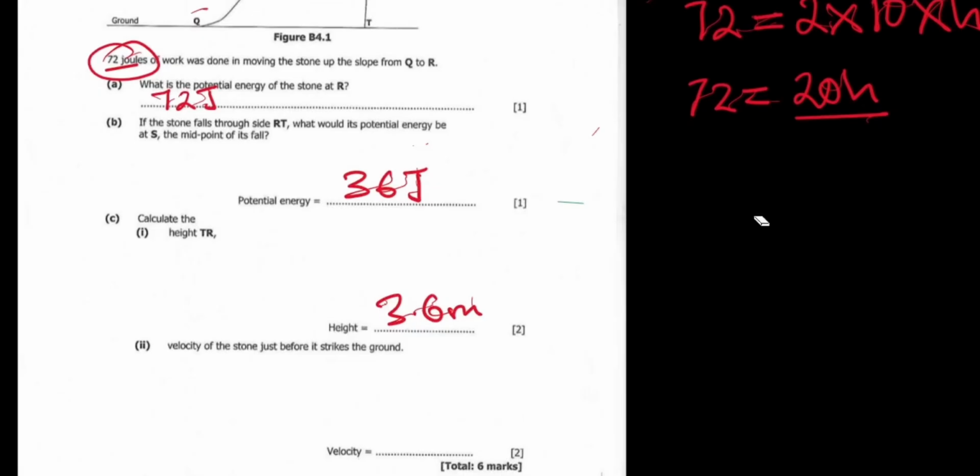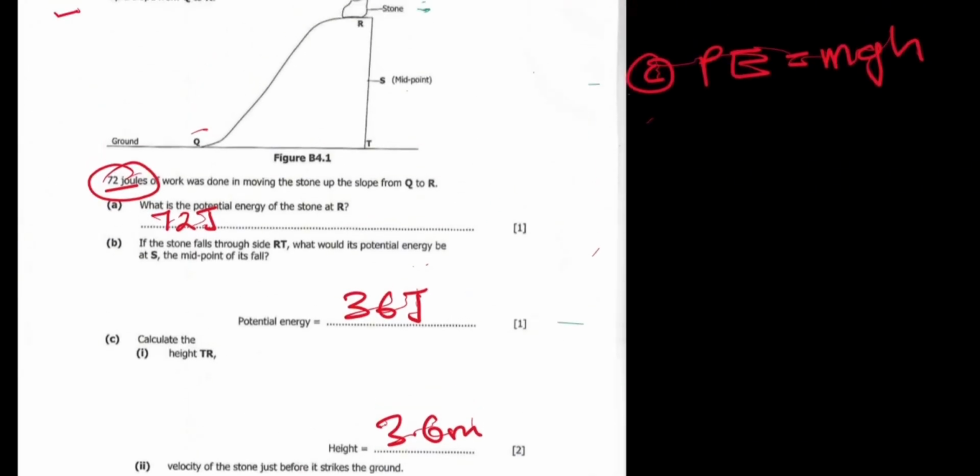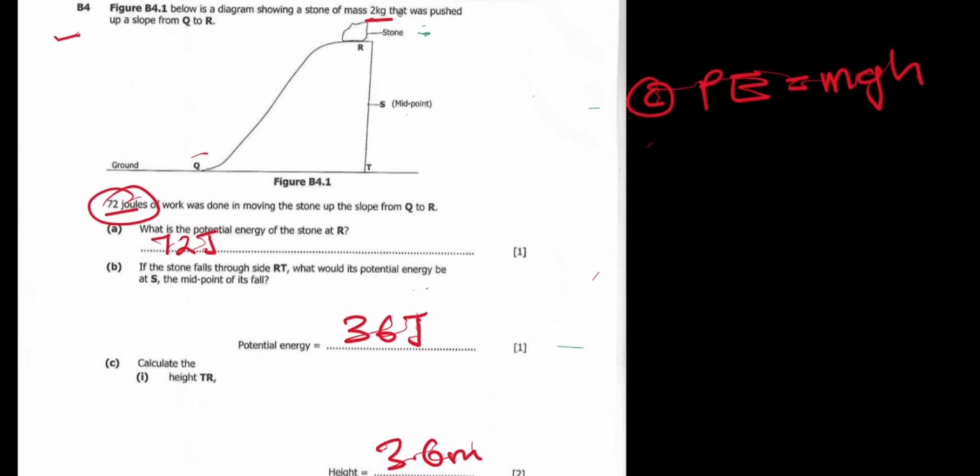Now the last question is asking us to calculate the velocity of the stone just before it strikes the ground. So this means that when you look at the diagram, when this stone falls in this direction, just before it hits the ground, find the velocity of that particular stone. So how do you find that velocity?